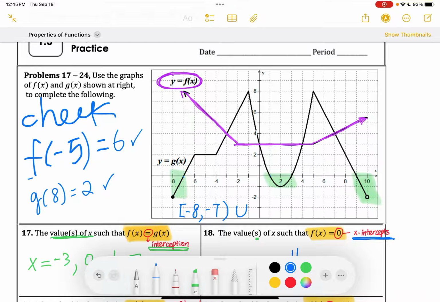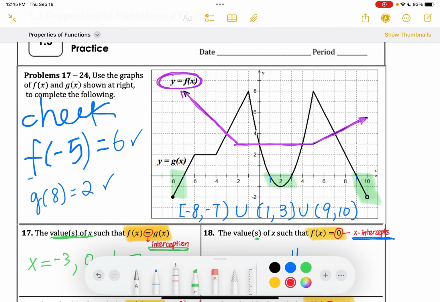Okay, is this the only location? No. So where will my second location be? That will be from 1 to 3. Is that the only location? No, I have another one, which will be from 9 to 10. Now the 10 will be an open circle, so that will be a parenthesis. That's it. All right. I like the question.